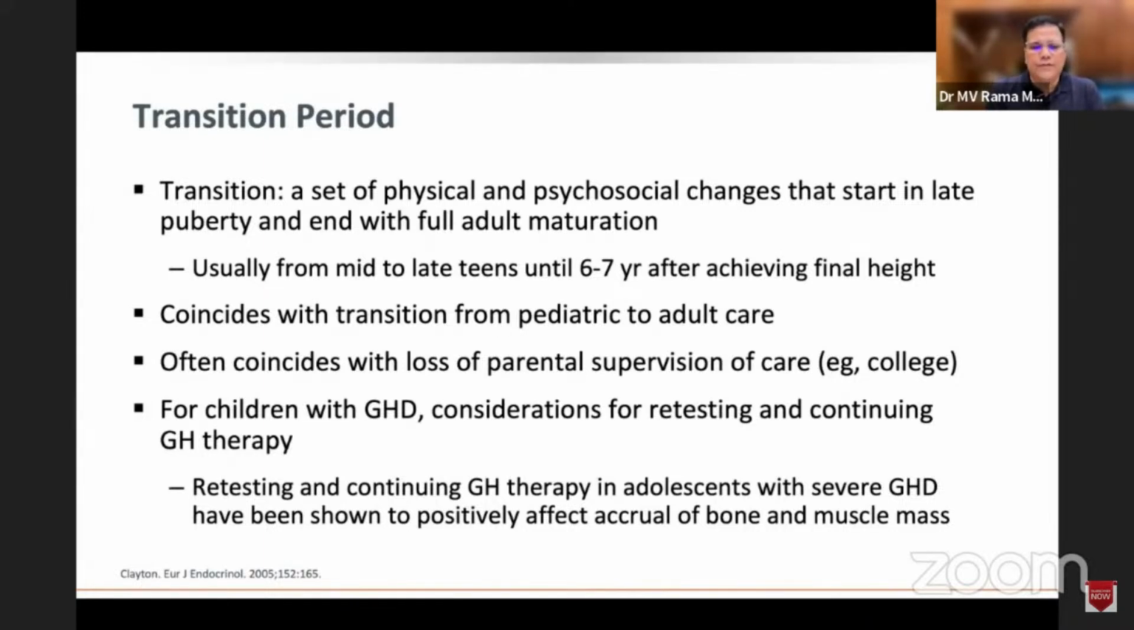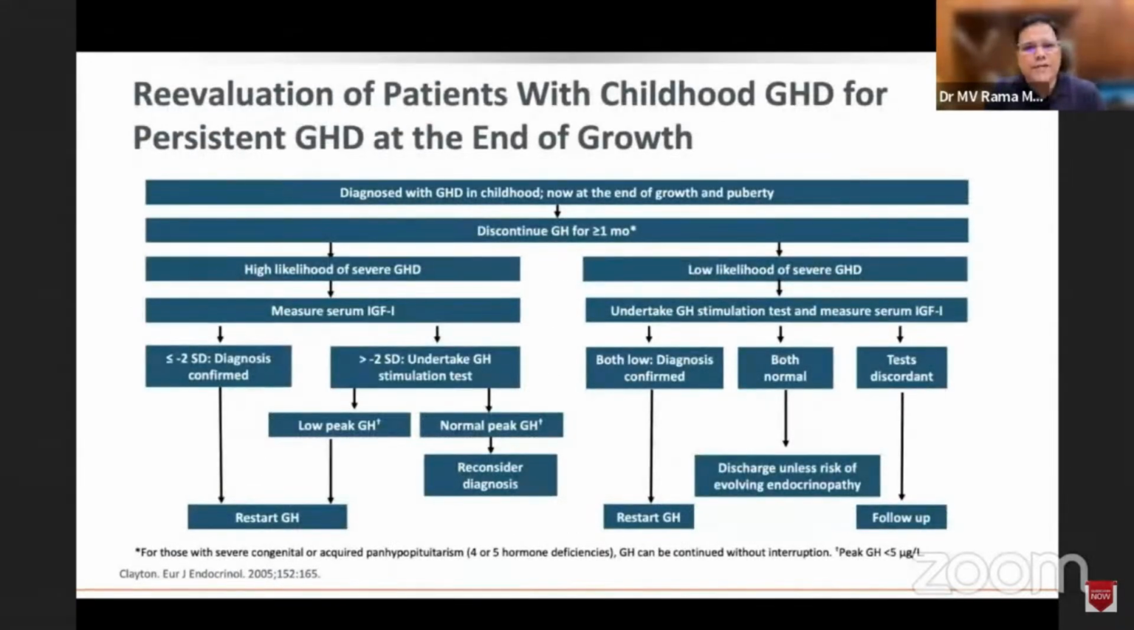For children with growth hormone deficiency, considerations for retesting and continuing treatment should be made. If a child with growth hormone deficiency is becoming an adult, we plan a re-evaluation for persistent growth hormone deficiency at the end of growth. If a child was diagnosed with deficiency in childhood, at the end of growth and puberty, discontinue the growth hormone for more than 1 month. Then, if there is a likelihood of severe growth hormone deficiency, measure serum IGF-1. If it is less than 2 standard deviations below, the diagnosis is confirmed in adult and treatment is restarted. If it is more than 2 standard deviations, then go for a GH stimulation test.